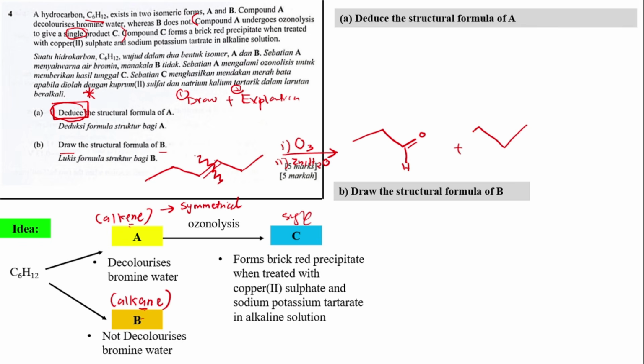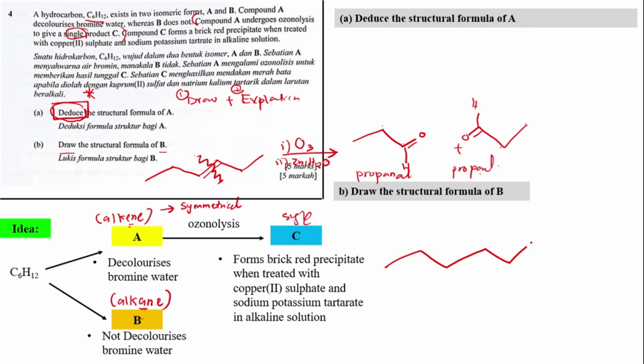1, 2. So this structure and this structure are the same. So it's going to become propanal. 1, 2, 3 carbon, 1, 2, 3 carbon. So both of those are going to be propanal. So it is a single product.